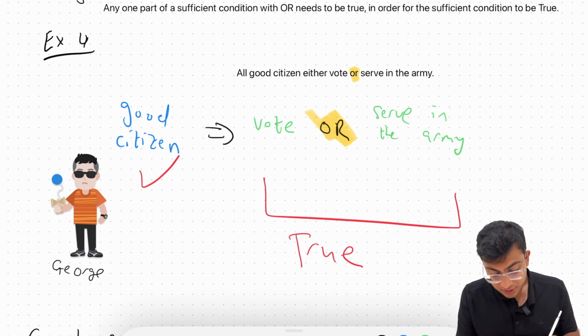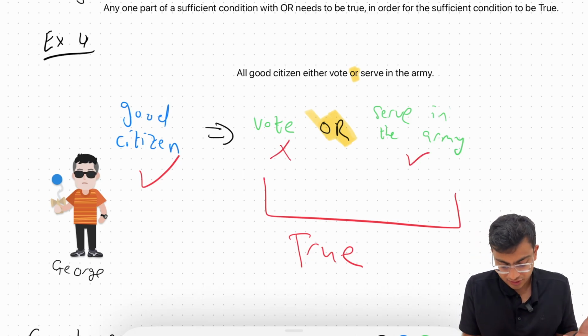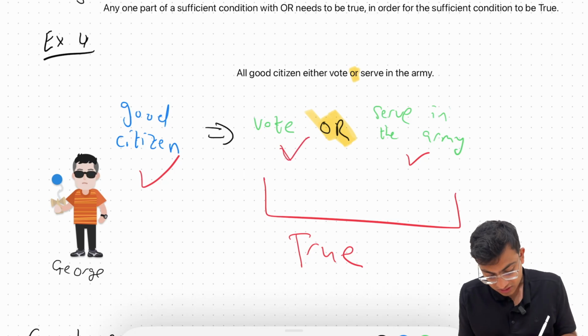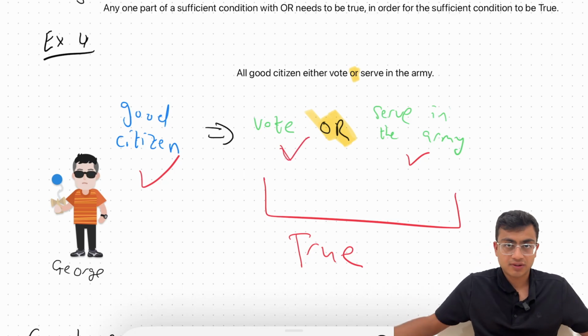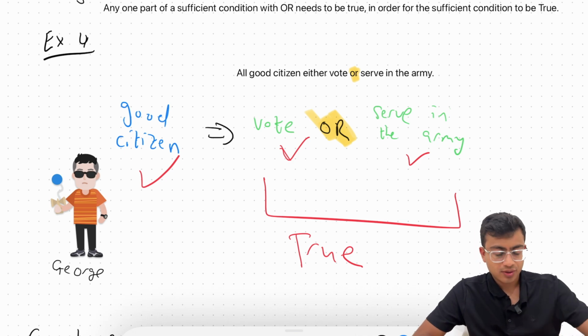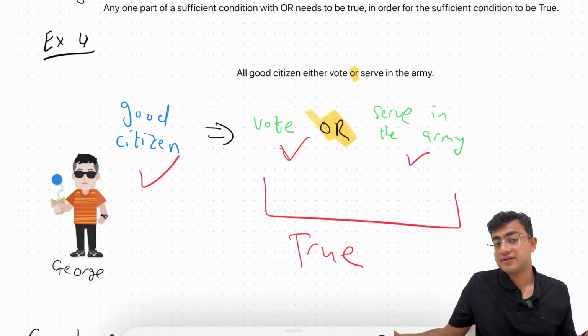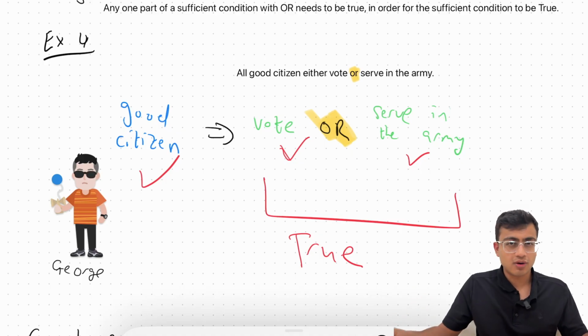It could be the opposite. It could be this, right? No way for us to conclude that. Or it could be that both happened. No way for us to conclude that. So all we can conclude in this situation is that George is a good citizen. He either voted or served in the army. There's no way for us to know which exactly.